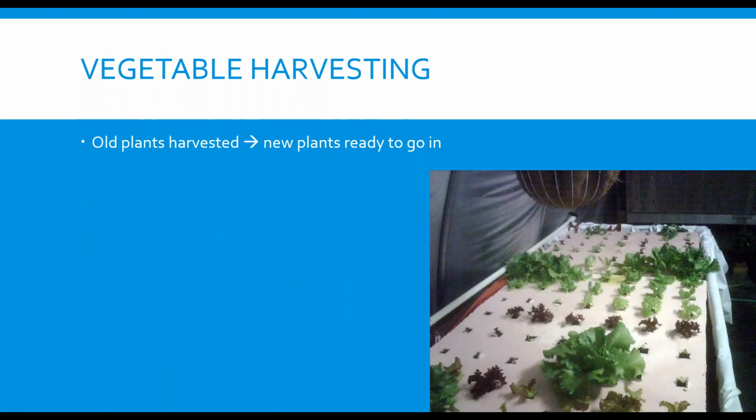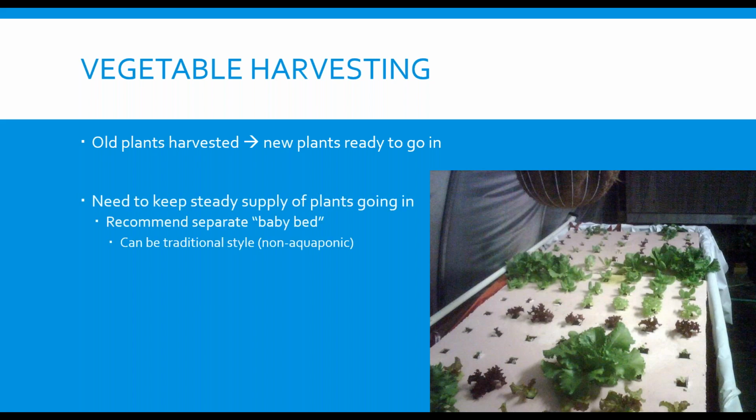Now, once you take your plants out, you have to have new plants ready to go in. And it's best if you can keep a steady supply of plants going in. It's recommended that you have a separate baby bed. This can be a traditional style, just in the dirt, non-aquaponic style. This is a great example over here on the right. You can see that they're growing from very tiny little baby plants all the way up to ready-to-harvest adults. And again, it's going to be a little hard to get this cycle going to start, because you will need to have more plants in the end than you do in the beginning. But this is a great example. You can see all those baby plants getting put in as the larger plants are harvested.